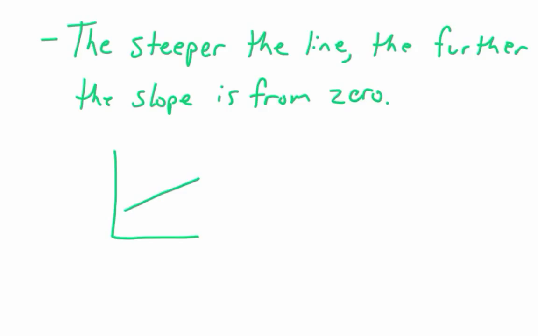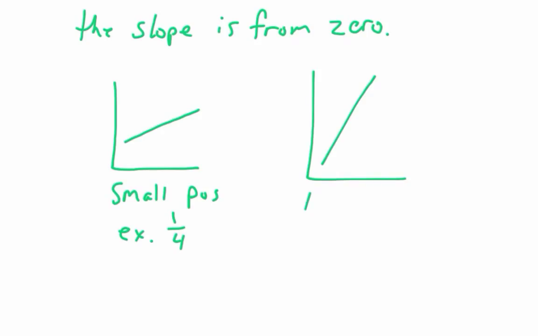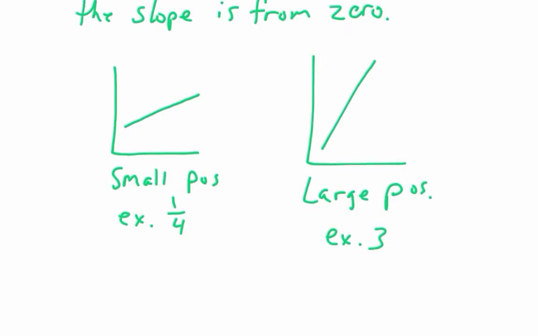Pretty small. Is it positive or negative? Positive. So small positive, and if you want the concrete, maybe something like 1/4. It goes up 1 every time it goes over 4; it goes over a lot faster than it goes up. If you were to take one and make it the same direction but steeper, this is going to be a large positive, negative? Positive. And maybe an example is 3.